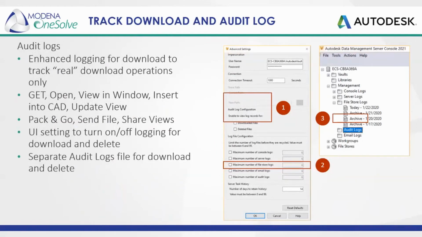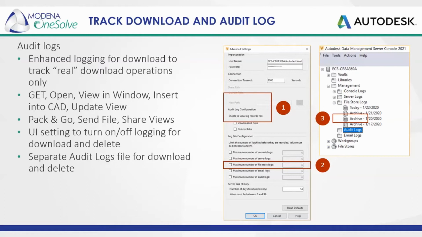Moving on to audit logs. Audit logs have been enhanced to track real downloads only. For example, if we use get, open, if we're viewing data, if we are inserting into the CAD, utilizing something like pack and go, sending files and shared views, those would be recorded in this audit log.